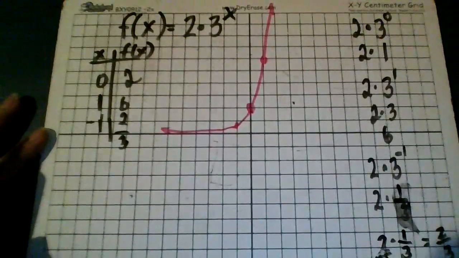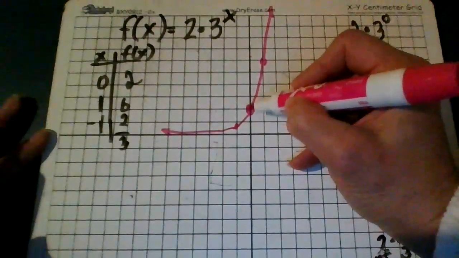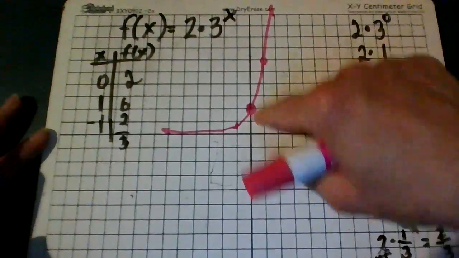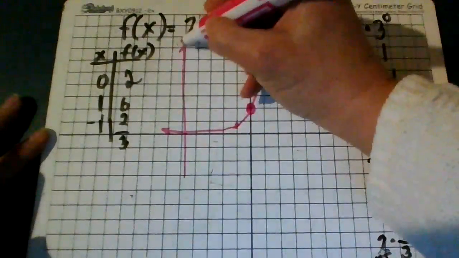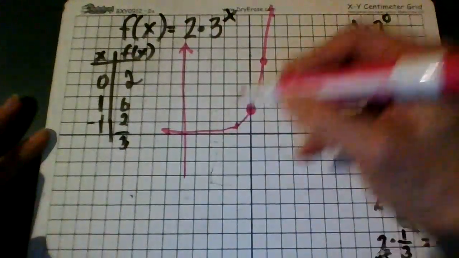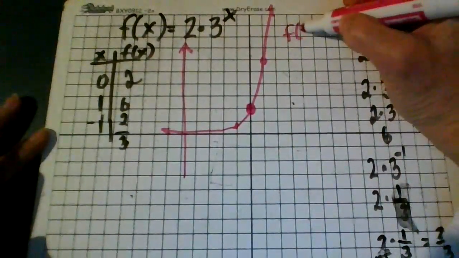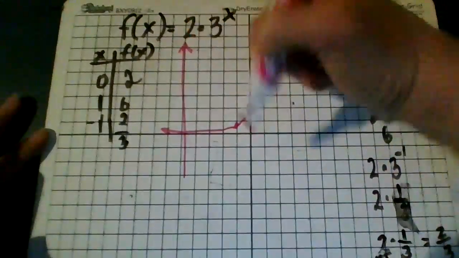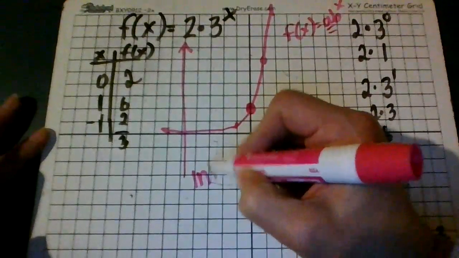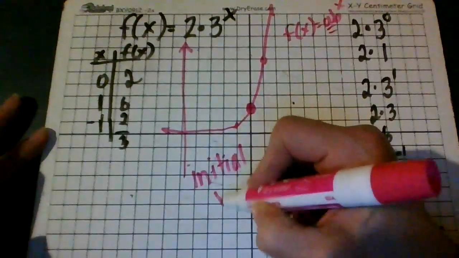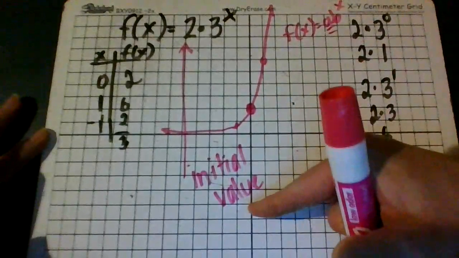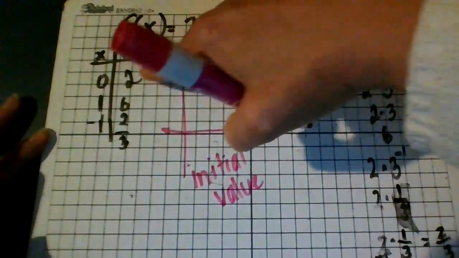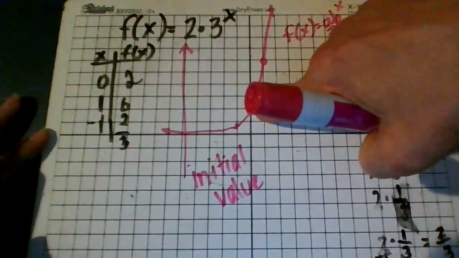One other thing I'd like to point out is it crosses the y-axis at 2. And by looking at this number right here, which according to the general equation, f of x equals a b to the x power, the a is what we call the initial value, meaning that's where it crosses the y-axis. So it crosses the y-axis at (0, 2), and yep, it does.